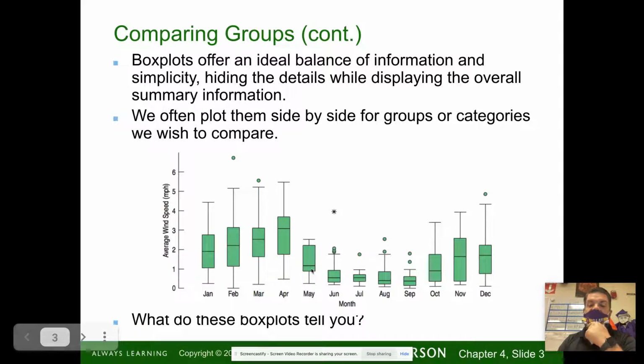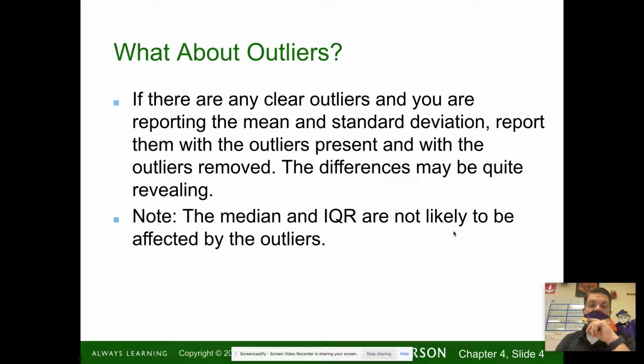March, a little more. Now, if you look here, June, July, August, there's not a lot of wind in the summertime, but then as it starts to get colder, you see the wind speed pick up. Also notice in November, you have a very wide spread. So there's a lot of information you could get from this display. So what about the outliers? Are there any clear outliers?